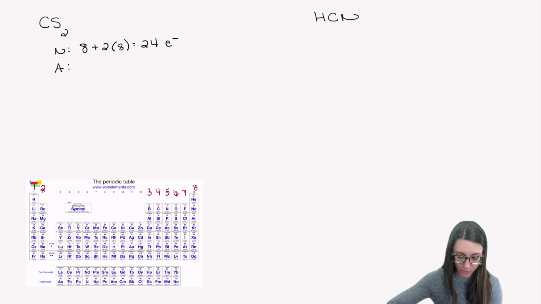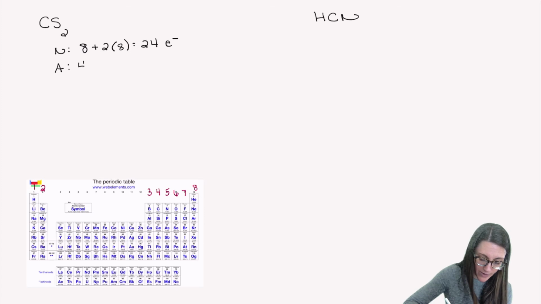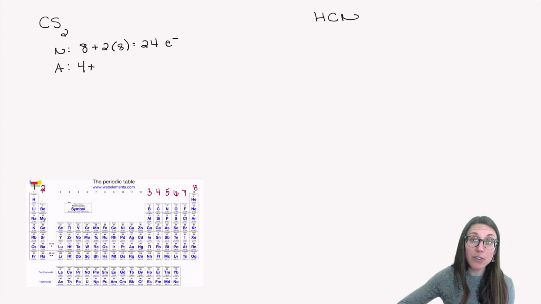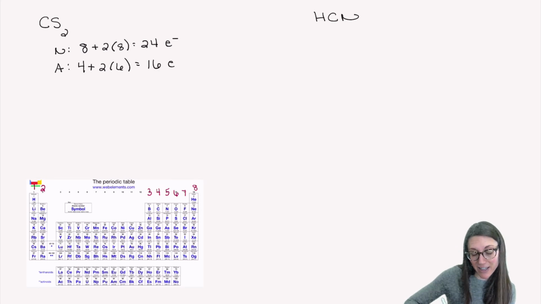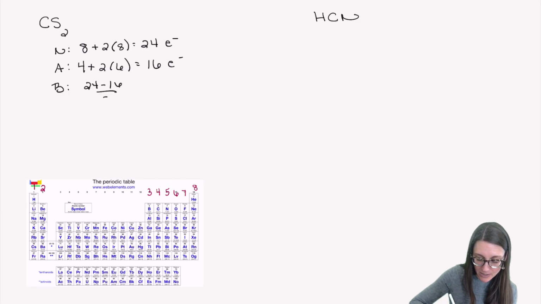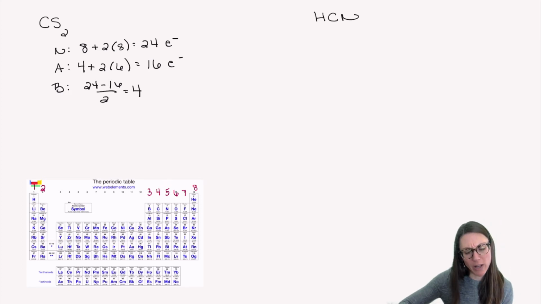1, 2, skip the middle, 3, 4. Carbon has 4 valence electrons. Each of those sulfurs has 6, so 2 times 6. This gives me a grand total of 16 electrons. So when I figure out how many bonds I need, I'll take 24 minus 16 divided by 2. This is 4 bonds. 4 bonds, you say.